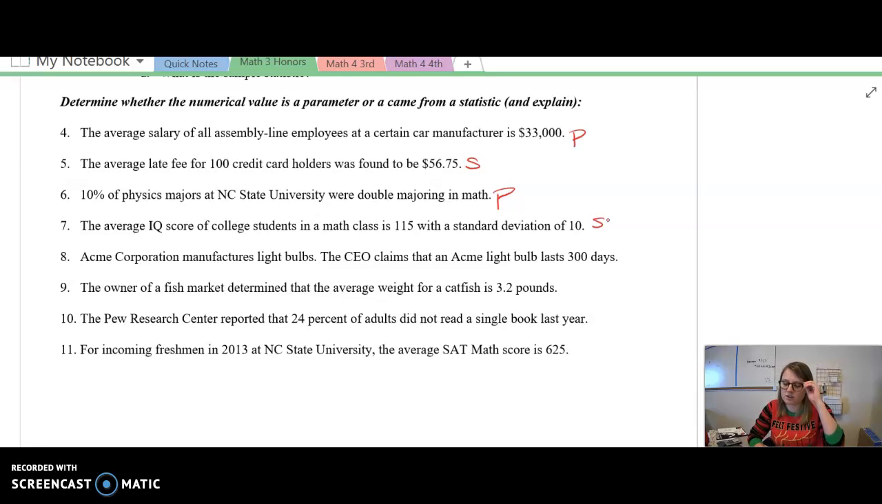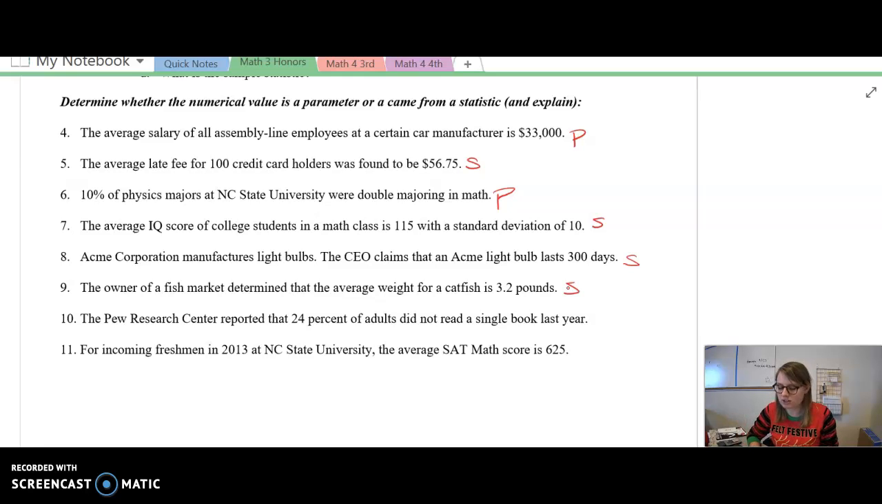Acme Corporation manufactures light bulbs. The CEO claims an Acme light bulb lasts 300 days. This is a statistic. Reason being, we can't test the entire population of light bulbs because then we wouldn't have any more light bulbs to test. Alright? So number 9, the owner of a fish market determined the average weight of a catfish is 3.2 pounds. This is a statistic, again, because catfish weight varies over time, even from month to month, depending upon the seasons. Catfish weight is not always the same.